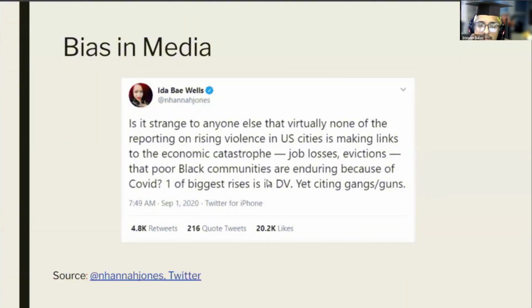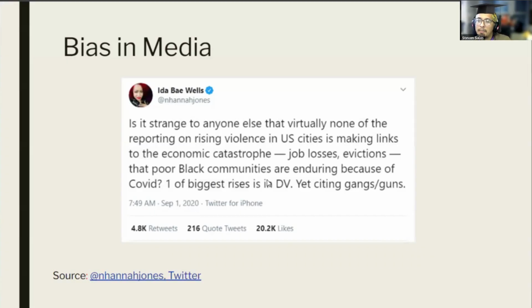Okay, so bias in media. This tweet comes from Nicole Hannah-Jones, New York Times Magazine staff writer and creator of the 1619 Project, which was something we've read here at Trinity. It was our Trinity Reads, I want to say last year. Her tweet highlights how media bias can affect our understanding of events such as the unrest and uprising experienced in many U.S. cities during summer 2020 in response to police violence against unarmed African Americans.